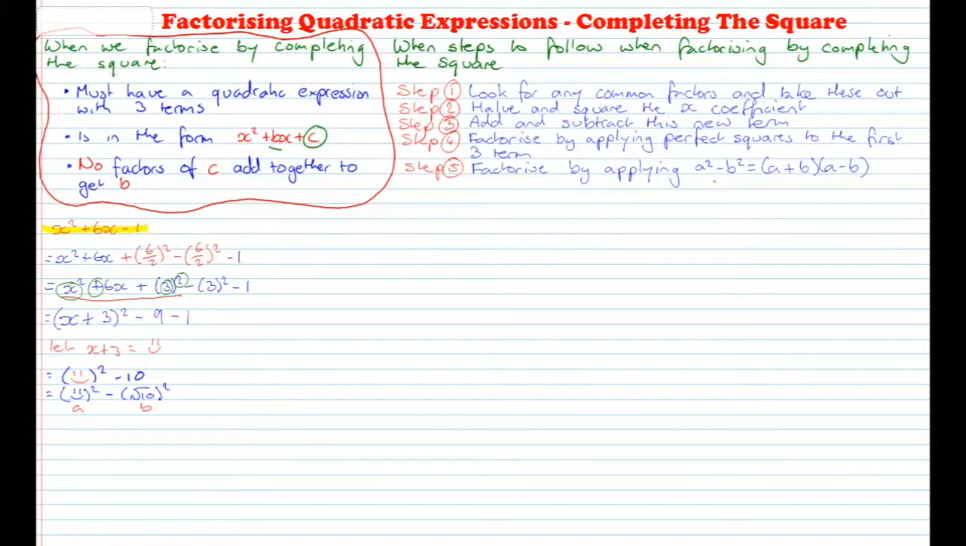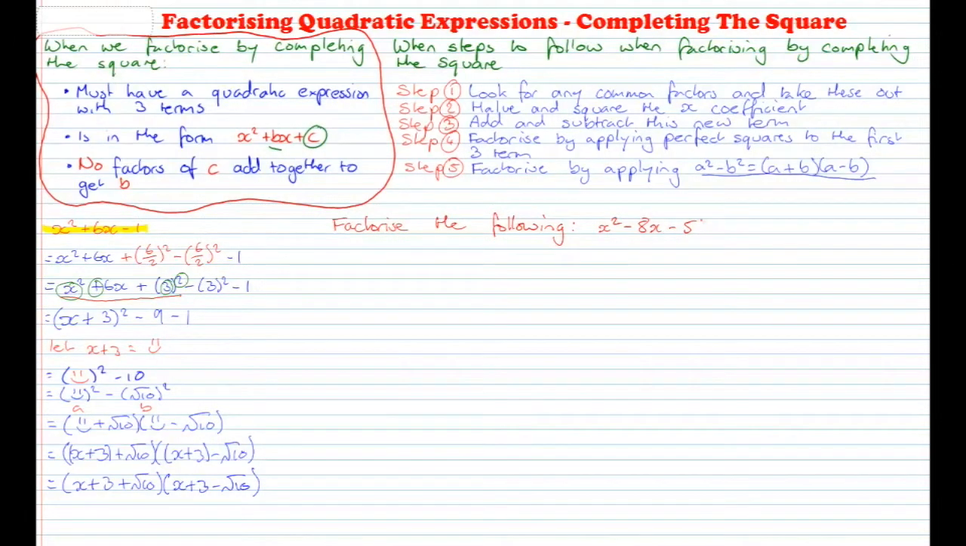So let's go through and substitute it into this formula that you can see up here. So we are going to get this here is equal to smiley face plus root 10 and smiley face minus root 10. Substituting back in for smiley face now, you're going to get this here is equal to x plus 3 in brackets plus root 10 and in brackets x plus 3 minus root 10. And when I expand the brackets of x plus 3, you're going to get this here is equal to x plus 3 plus root 10 and x plus 3 minus root 10. And that's how you factorise by completing the square.